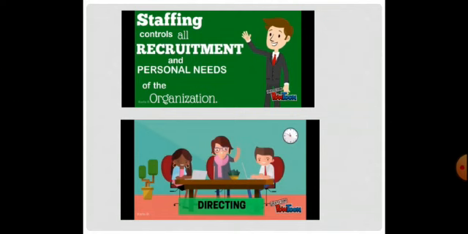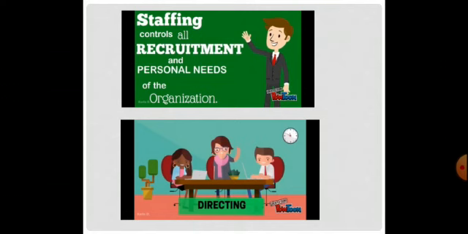After selecting, orientation is given, that is, they are given knowledge about their organization. Then placement is done, their performance is evaluated, they are paid remuneration, that is the salary, and depending upon changes in the environment, they are provided training and development programs. These programs benefit not only the employees but also the organization as a whole.